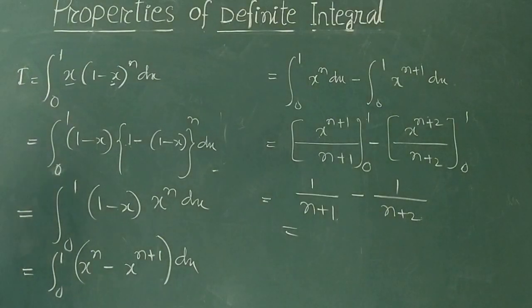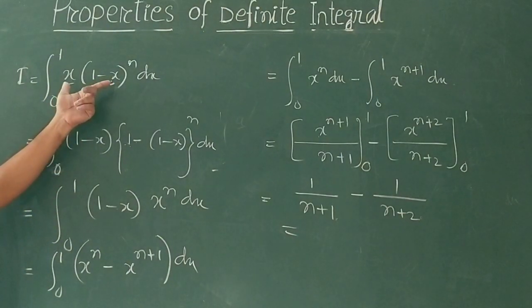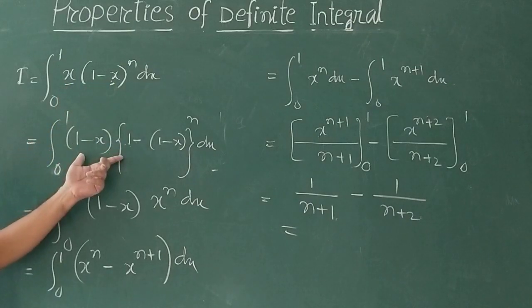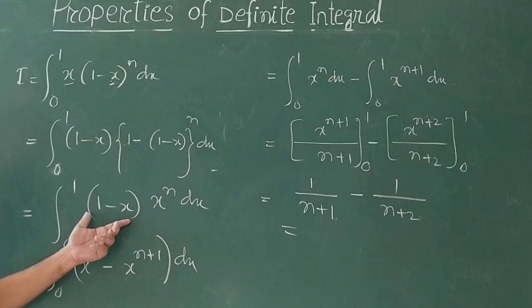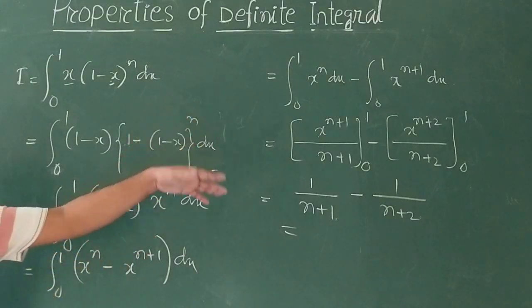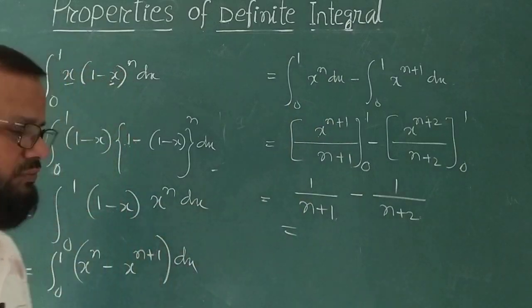Okay, in this way you can apply the properties and you can solve the integral in a very easy method. What we did: first we took this as I, then applied the property to make this problem simple, and then finally you multiplied, and these are simple integrals. Okay, there is no confusion for you.